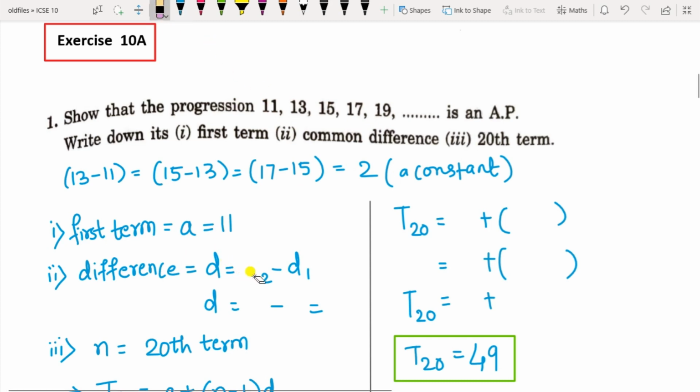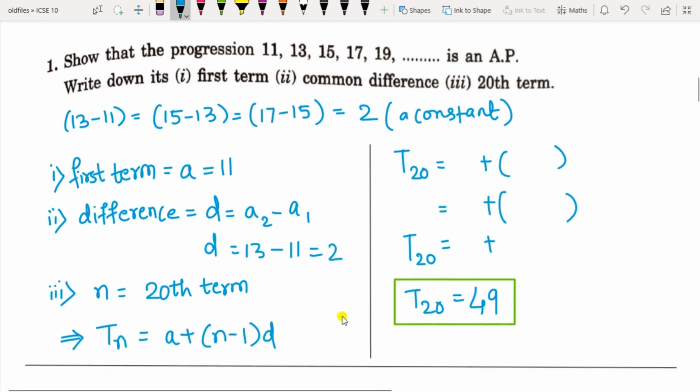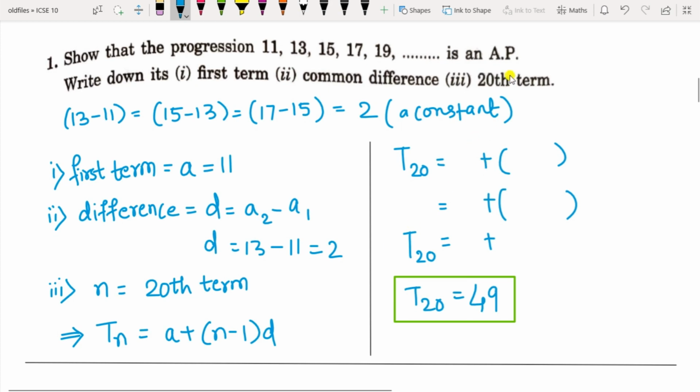Sorry, it's not D2, it is A2 minus A1. So this is 13 minus 11 is 2, that is the difference. And the 20th term, you have to find the 20th term. So n is given as 20. So apply the formula Tn equal to A plus (n minus 1)D.